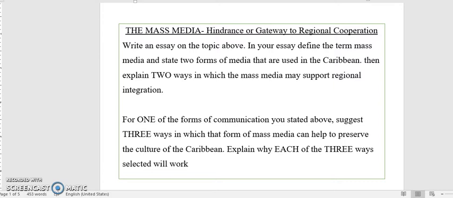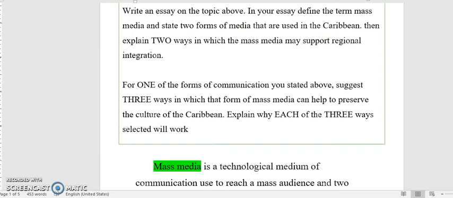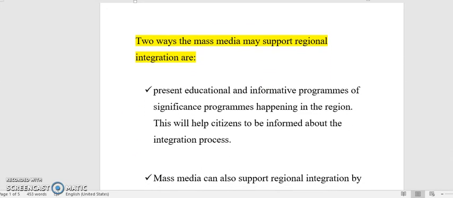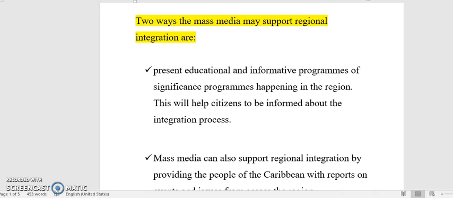So let me repeat the question. Explain two ways in which the mass media, and we already know what the mass media is, may support regional integration. All right, let us look at my answer. Two ways the mass media may support regional integration are present educational and informative programs of significance happening in the region. This will help citizens to be informed about the integration process.